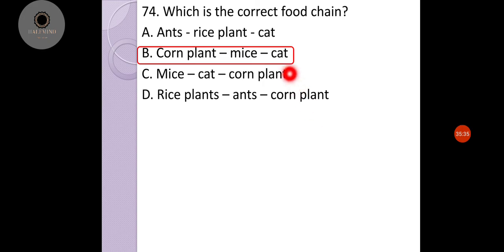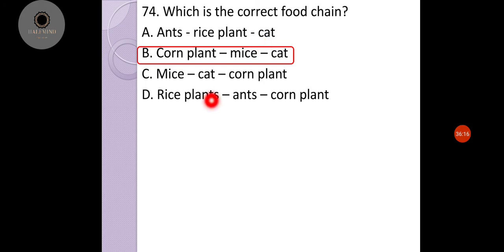Si cat, kakainin niya si mice. And then si mice, kumakain siya ng corn plant. So, always remember in a food chain, yung predator or yung kumakain is always nasa right side. Say for example, si corn plant, ang kakain sa kanya si mice. Ang kakain naman kang mice is si cat. How about this choice letter A? Ang kakain daw kang ants is si rice plant. Ha? Pwede ba yun? Kumakain ba si rice plant ng ants? No. Ang kakain daw kang rice plant is si cat. Herbivore ba ang cat? Hindi.